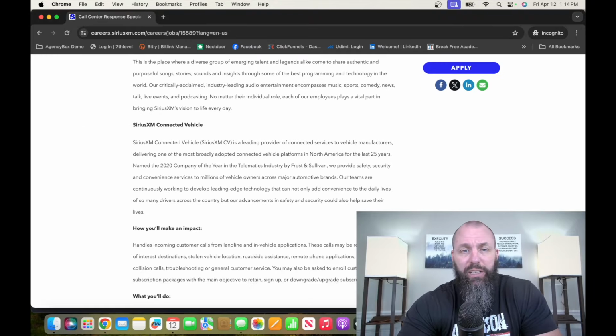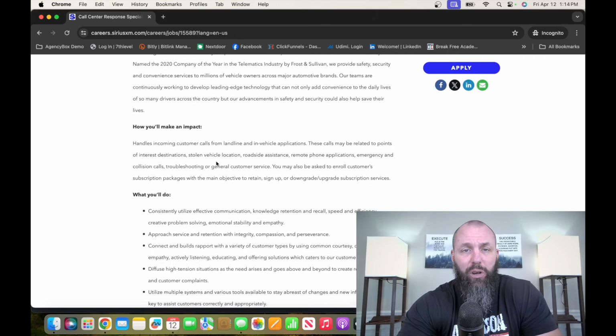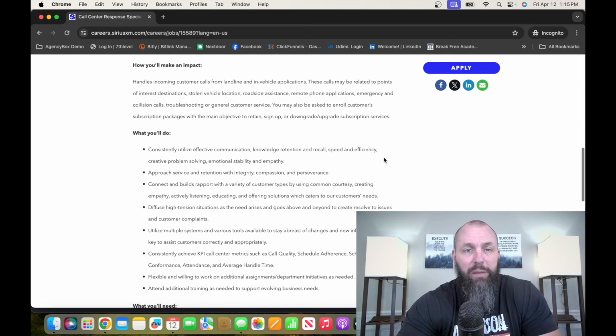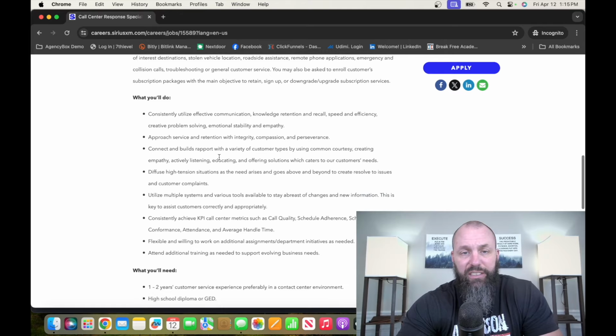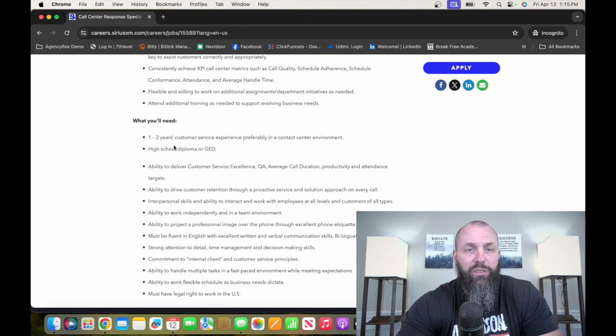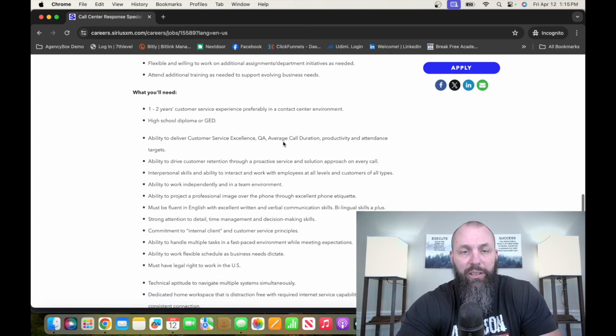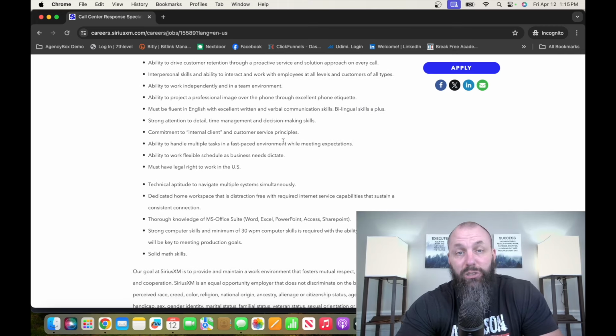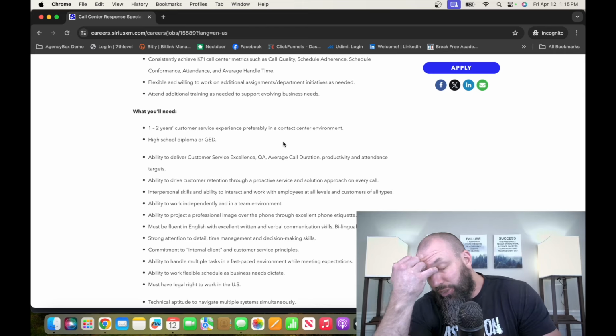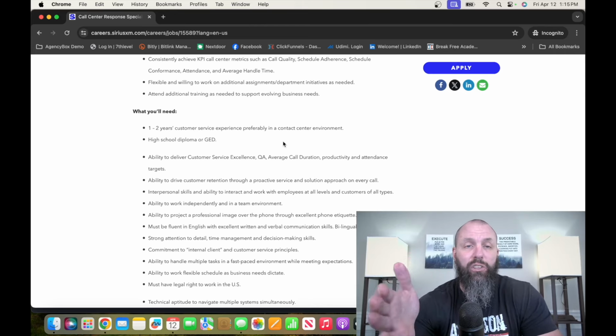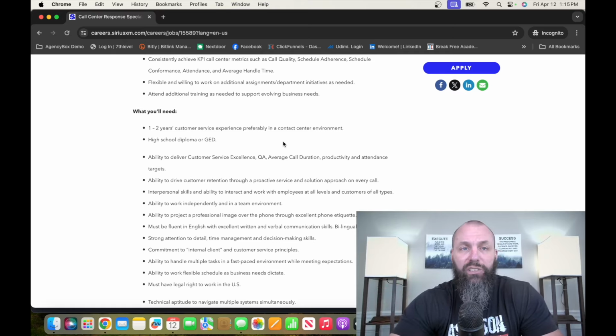So this is going to be pretty much a customer service, handles incoming calls from landline and in-vehicle applications. These calls may be related to points of interest, destination, stolen vehicle location, roadside assistant, remote phone application, emergency, collision calls. There's all sorts of reasons they might be calling you. Again, standard customer service, what you're going to need, 1 to 2 years customer service experience, preferably in a contact center environment, high school diploma, must have a legal right to work in the United States. So this position, they're typically paying around $18 to $21 per hour for this position. So go check it out, SiriusXM.com.